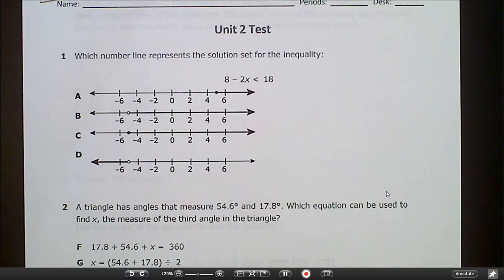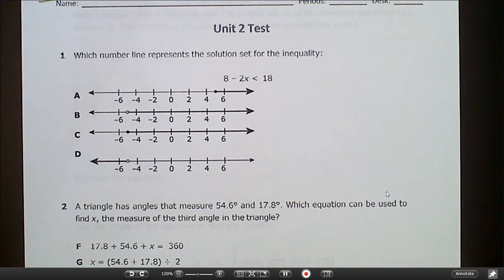Alrighty guys, let's look at our Unit 2 test. You're on this video because you are wanting to make corrections to your test, which is awesome. Thank you so much for caring about your grade and for caring about making sure that you understand everything that we have learned for Unit 2.